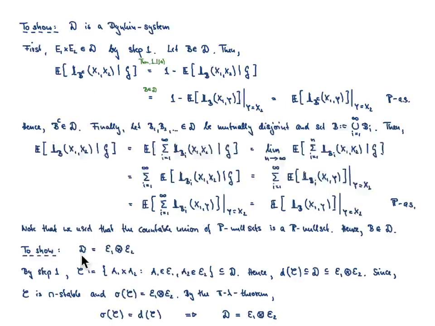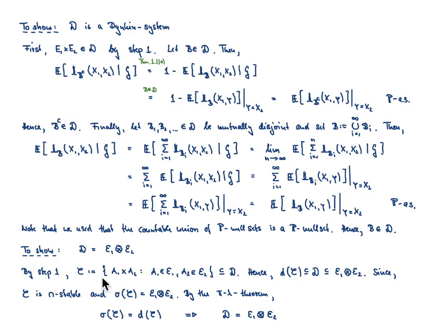So now we would like to prove that this Dynkin system equals the product sigma algebra. How to do that? Well, by the first step, we know that all product sets A1, A2 are contained in D. But this immediately implies also that the Dynkin system generated by these kinds of sets is contained in D. And we also know that this set calligraphic D is contained in the product sigma algebra by construction.